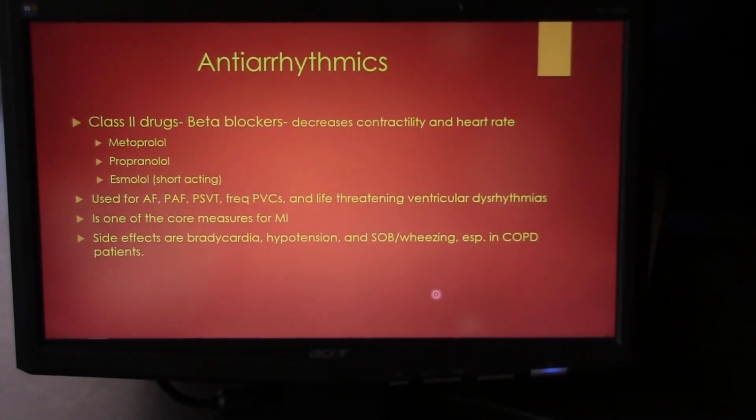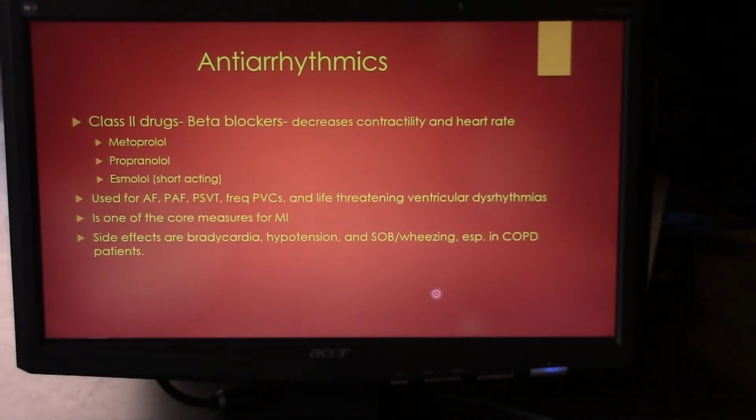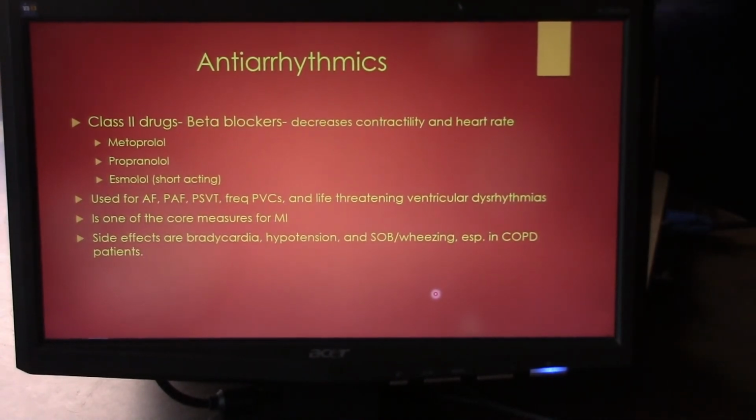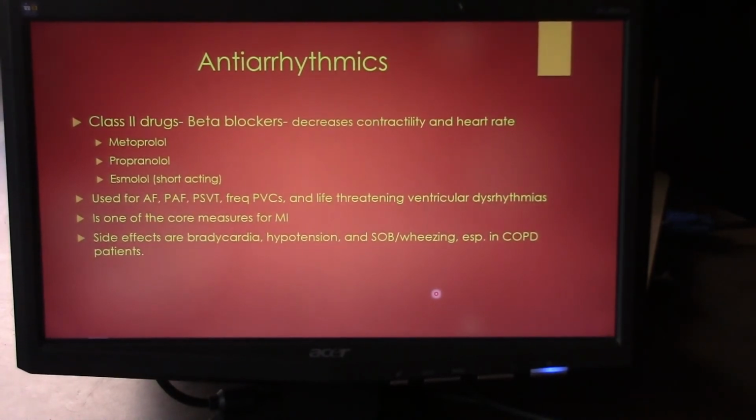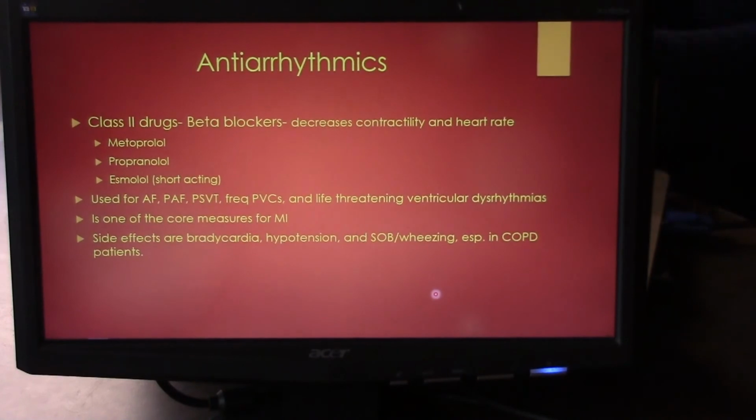Also, beta blockers are indicated for those who have had an MI to decrease the chances of sudden death. It increases the ventricular fibrillation threshold, and that's why. And that is a core measure for MI care. Side effects, when you look at a drug, the side effects are kind of looking at too much of a good thing. So if it decreases heart rate, one of the side effects would be bradycardia. Another one would be hypotension, shortness of breath and wheezing, especially in COPD patients.